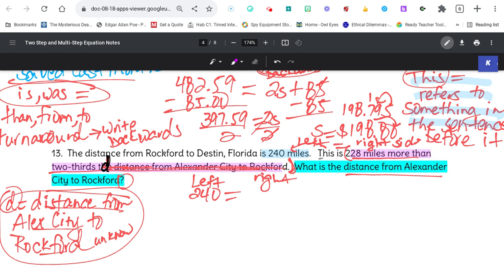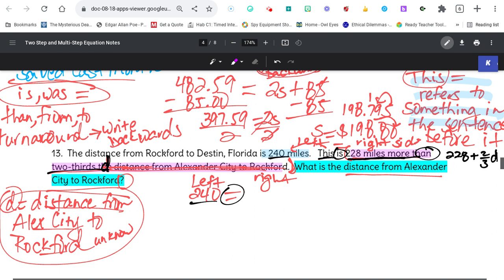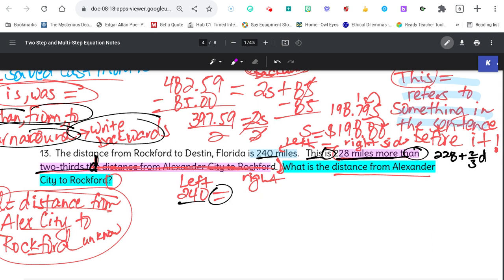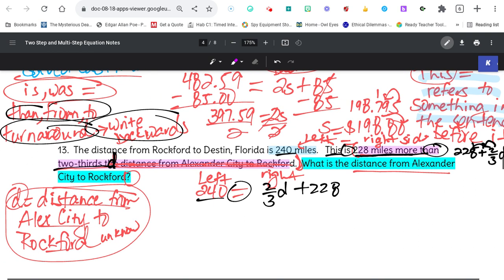So on this side, I got this. It's a 240. Got that. "Is" equals. Got that. Now I just need 228 miles more than 2/3 D. Because it has "than" in it, I'm not going to write 228 plus 2/3 D. And I told you if you see "than," "from," or "to," it's a turnaround word. Write it backwards. So you don't write 228 plus 2/3 D. You write 2/3 D plus 228 on the right side. And then we solve from there.